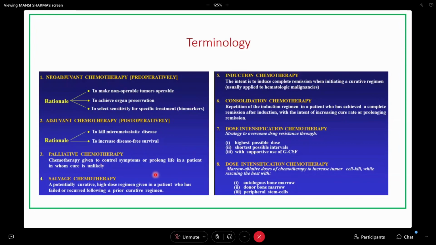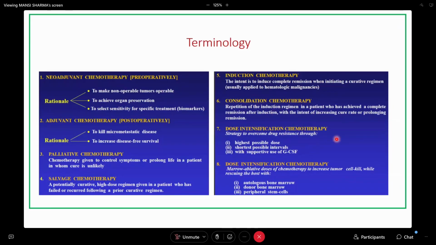Palliative chemotherapy is given to control symptoms or prolong life in a patient in whom cure is unlikely. Salvage chemotherapy is a potentially curative high-dose regimen given in a patient who has failed or recurred following a prior curative regimen. Stem cell transplant using myeloablative chemotherapy is also part of a salvage chemotherapy protocol. Induction chemotherapy is very similar to neoadjuvant, except that here the intent is to induce complete remission, for example in acute leukemias, when initiating a curative regimen. And consolidation is when you build upon that with repetition of the induction regimen in a patient who has achieved complete response, with the intent of increasing cure rate or prolonging remission.